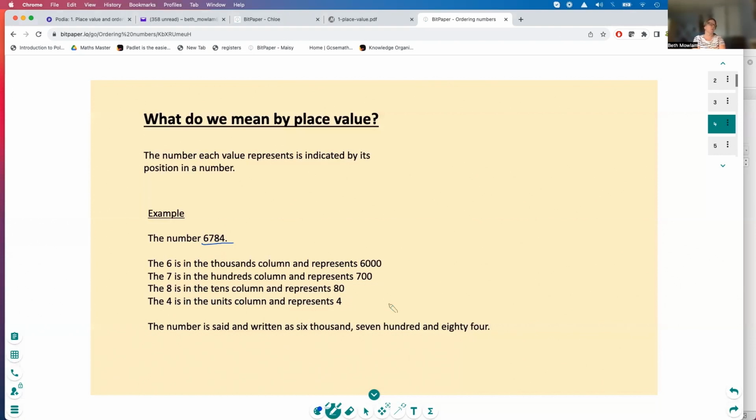So that number there is said and written simply as 6,784. So you see the 6,000, the 700, the 80, and the 4. Now, in the foundation GCSE, you are required to be able to read or give the values of the numbers. You are required to write numbers in words. All of this can be done using these place value tables. And it's just about thinking which column each number lies in.